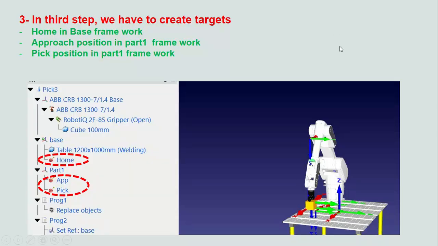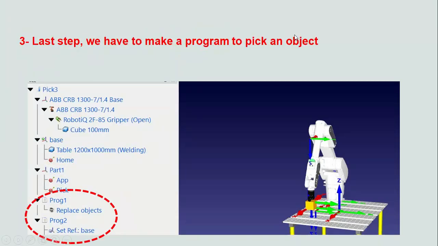In the last step, we have to make a program to pick the object, the cube, in this project. After putting in the components, creating the frameworks and creating the targets, the last step is to write the program.